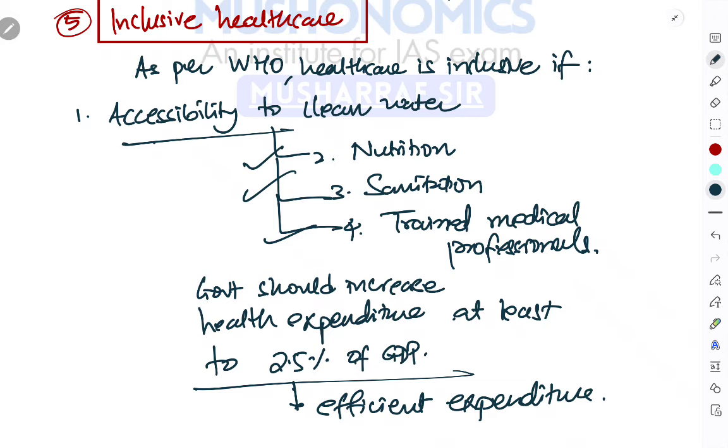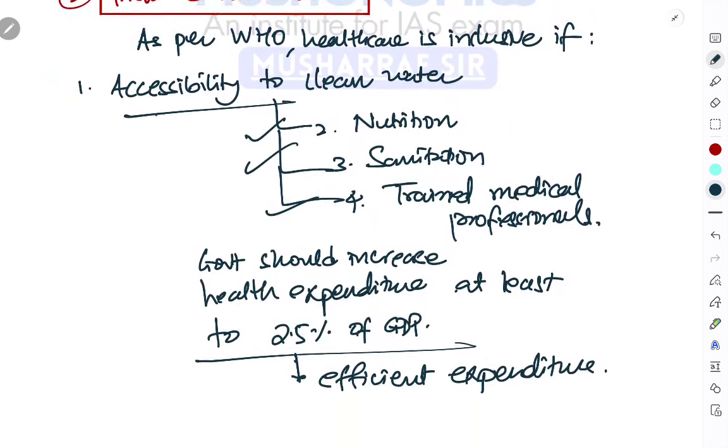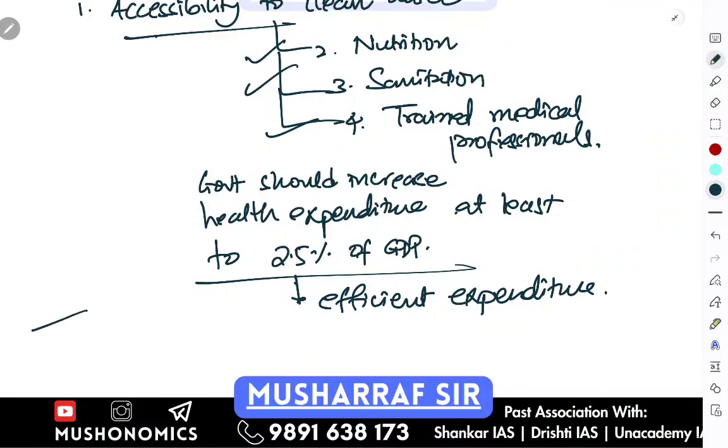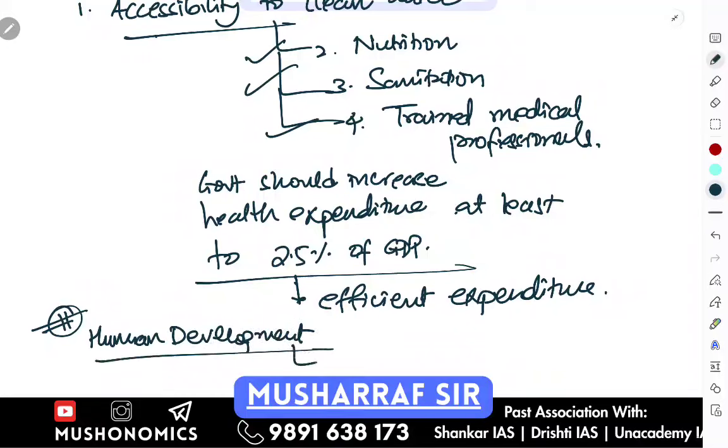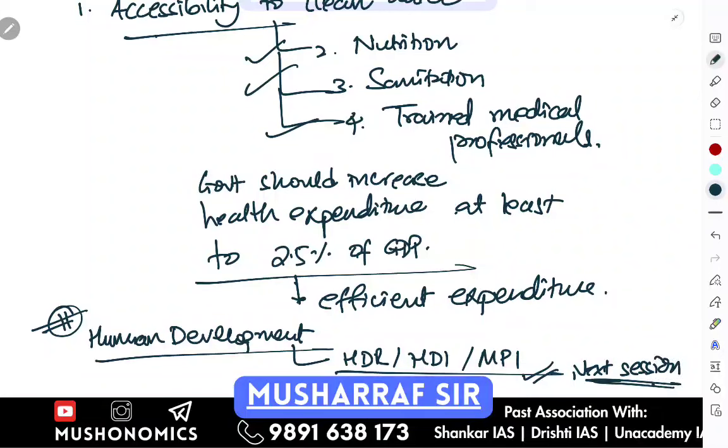So these are the policies that we discussed today, and in the next session, we will be discussing human development. We will be discussing the human development report, human development index, multi-dimensional poverty index, etc. How these indices are being calculated, what is the position of India in the global happiness index, global hunger index. These things we will be discussing in the next session.